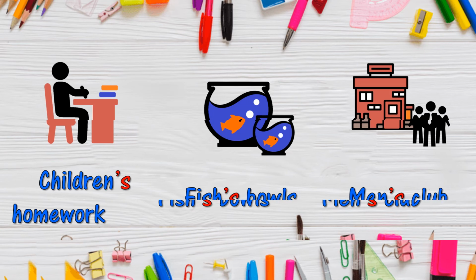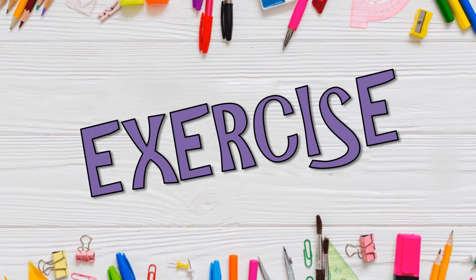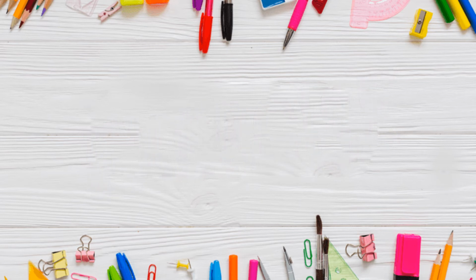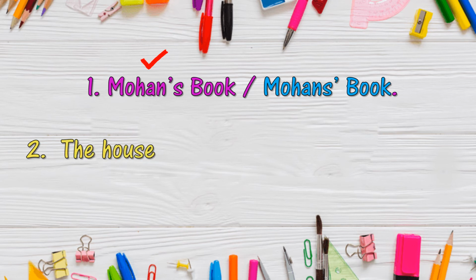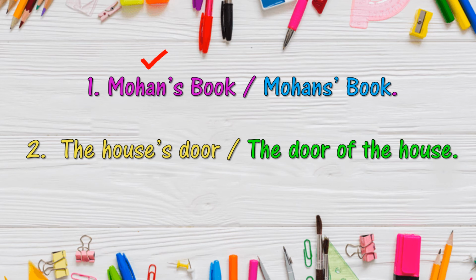Now let us do an exercise. Choose the correct one. Before we begin, let me remind you that you have to see whether it is a singular noun or a plural noun. So let us take the first one. Mohan's book or Mohans' book. Which one is correct? Yes, book is a singular noun, so it is Mohan's book. Let's take the second one. The house's door or the door of the house. So here it is referring to a non-living thing. So the second one is correct. The door of the house.